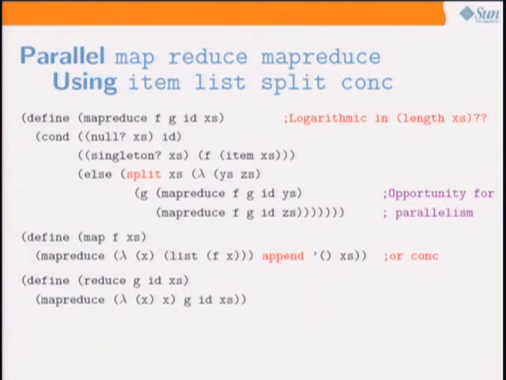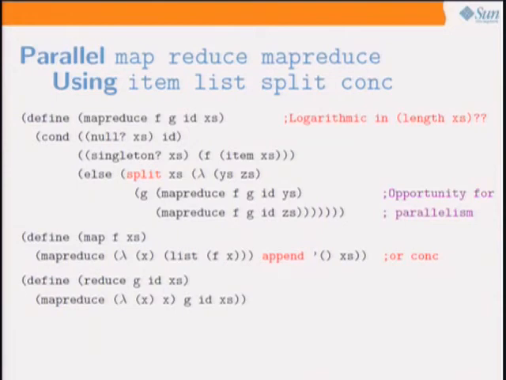And if it is a null list, it applies the identity function, returns the identity there. If it's a singleton list, then it grabs the item and applies f to it. Otherwise, it splits the list into two pieces, calls MapReduce on each of those two pieces, and then combines the result using g. Now, there are two interesting things to note about this definition.